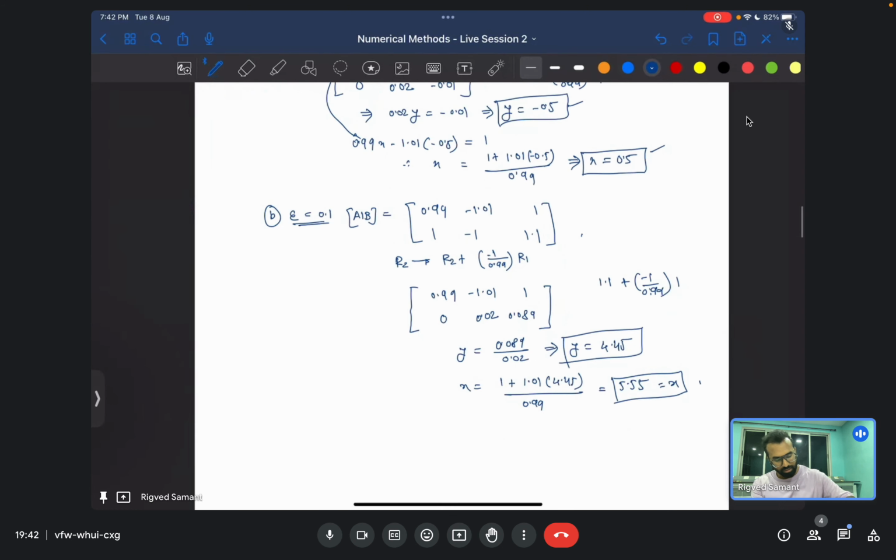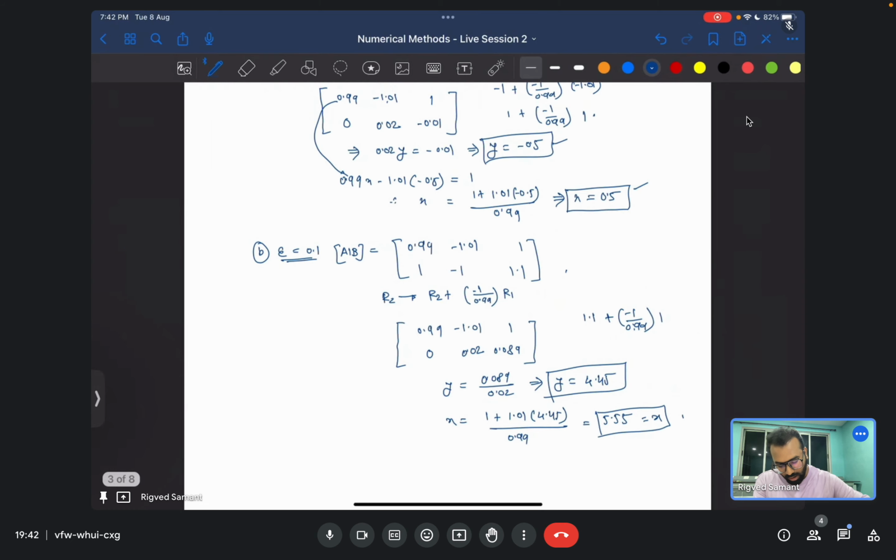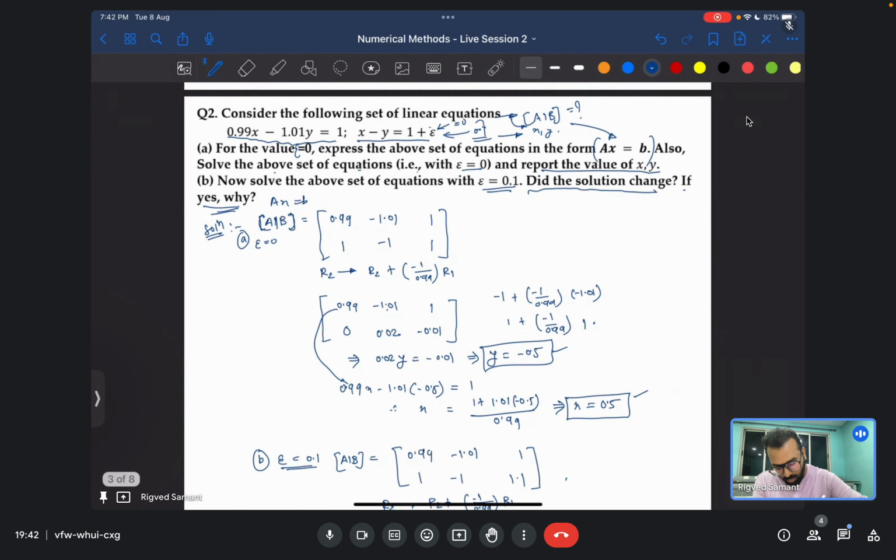Can you see the difference? What were your x and y? And the change in the value is just a fraction, 0.01. We didn't even add an integer to this. From 1 we just went to 1.1 on the B side. So there's a solution change. Can anybody tell me why?